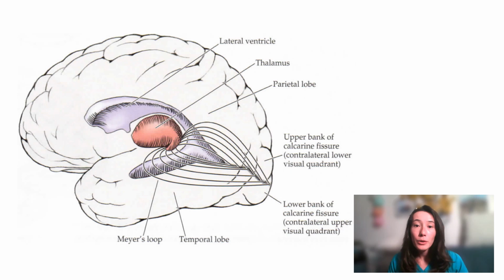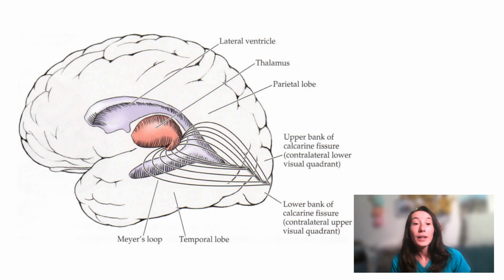Like I mentioned before, each of these bundles of radiation, superior versus inferior, are going to help with giving information not with respect to left and right visual fields, but with respect to superior versus inferior. So seeing things from the top versus seeing things from the bottom of our visual field.